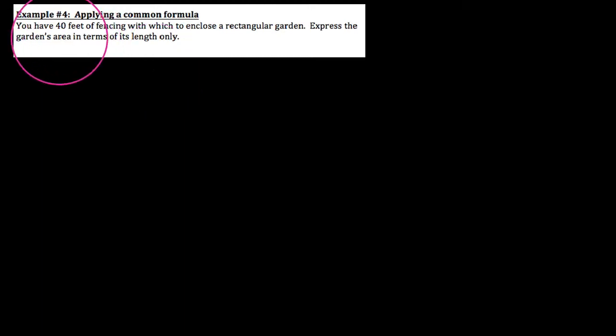So to show you what I mean, it says we have 40 feet of fencing, which we want to enclose a rectangular garden with. So we say, express the garden's area in terms of its length only. Okay, so 40 feet of fencing to enclose a rectangular garden. I think the best thing to do is go ahead and start by sketching the situation.